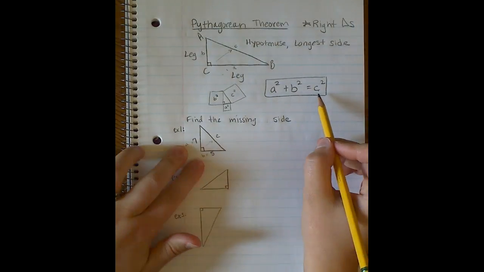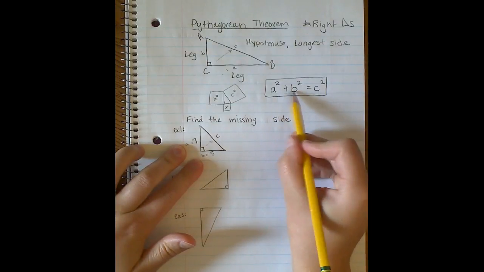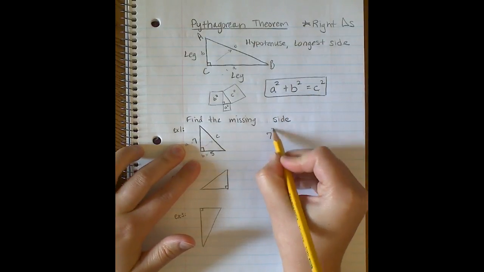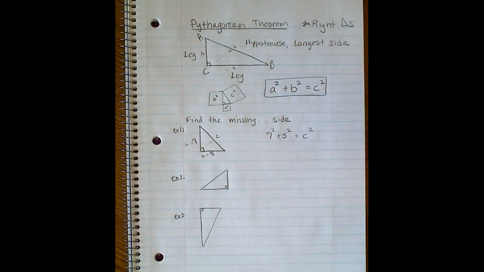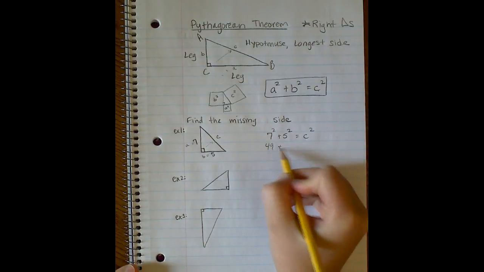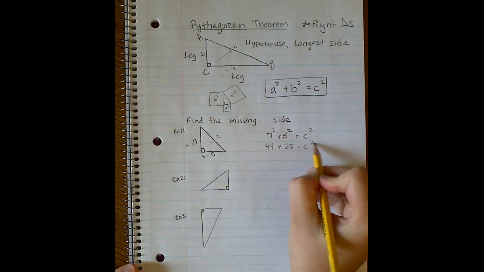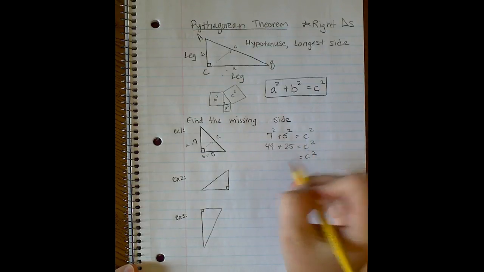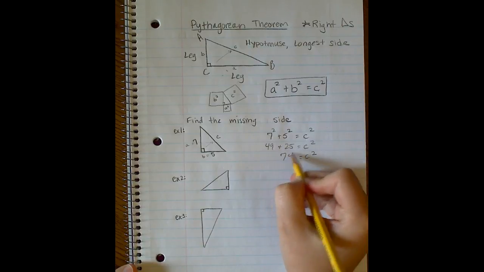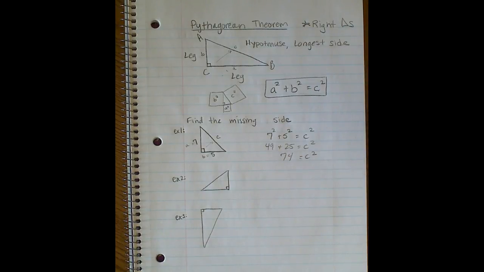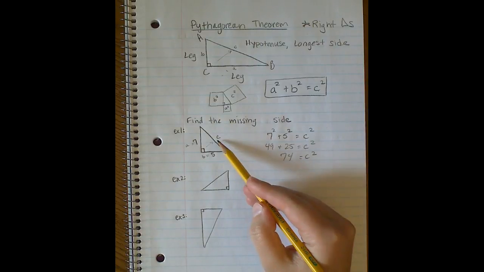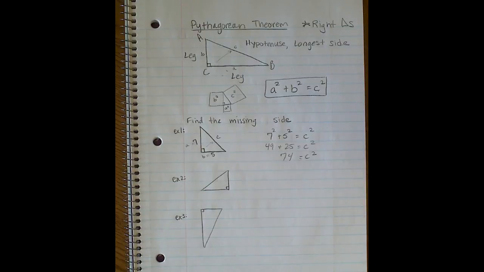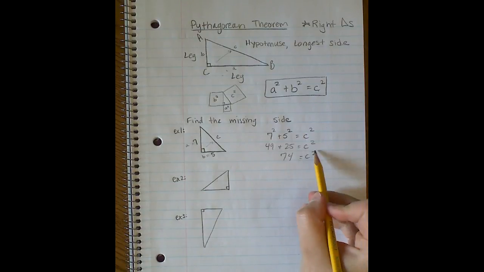Again, a and b, our legs, are going to go on the left-hand side. So 7 squared plus 5 squared equals c squared. Now we're going to simplify. 7 squared is 49. 5 squared is 25. Add them together to get 74. Now I need to get c by itself because c squared is 74. I just want to know the length of c. So to undo a power, we're going to take the square root.